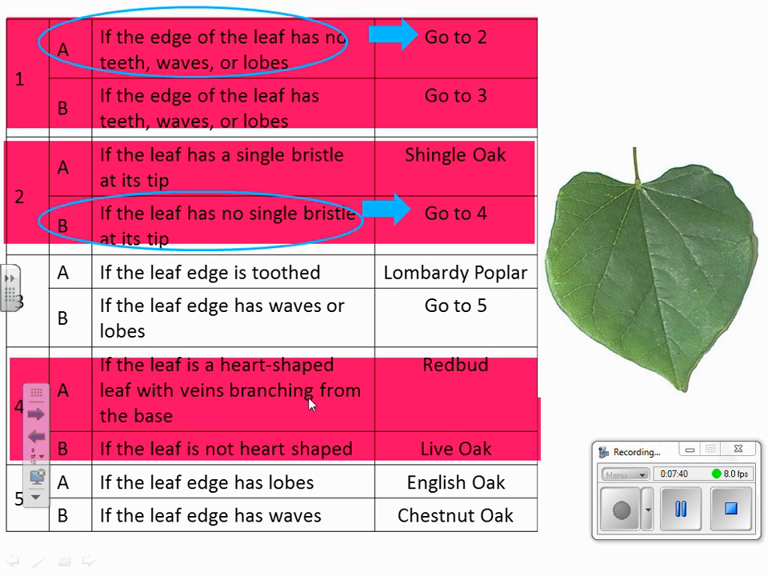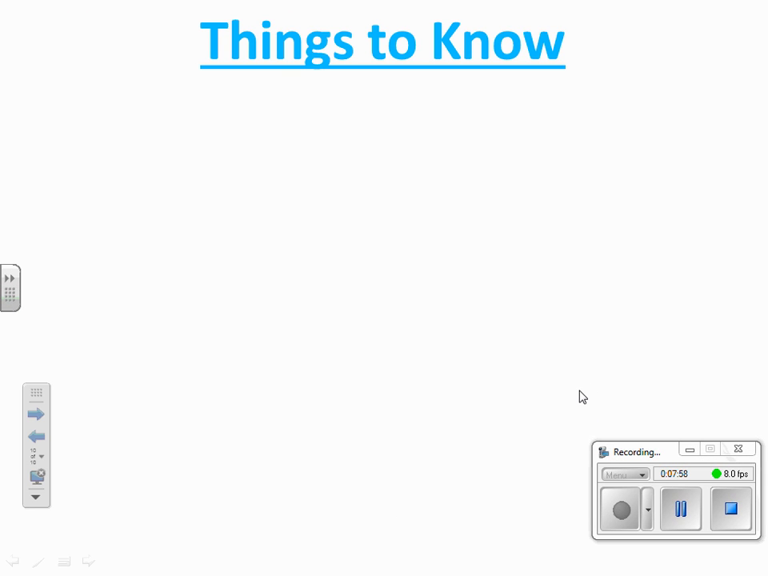Is the leaf heart-shaped or not heart-shaped? Yes, it looks pretty heart-shaped. And it also does have veins branching from the base. So we have the base, and then we have branches of veins coming out. So we have discovered the name of this leaf. It actually comes from a redbud tree.